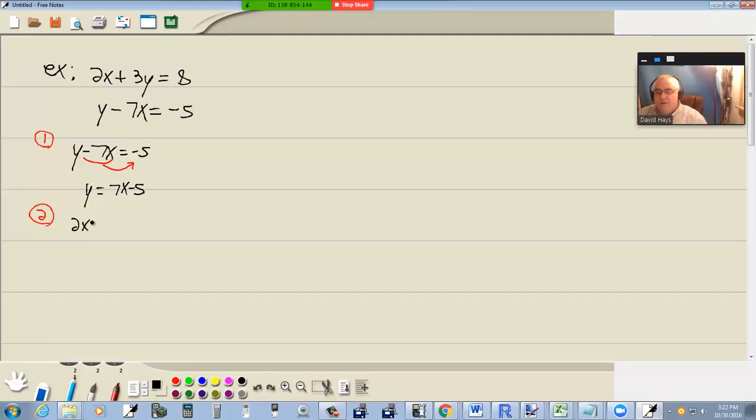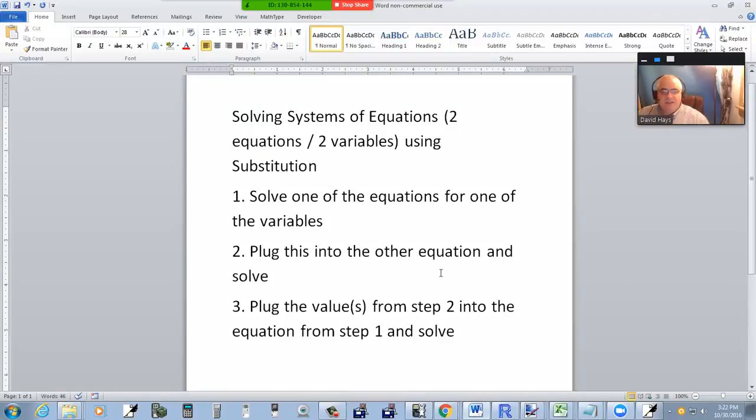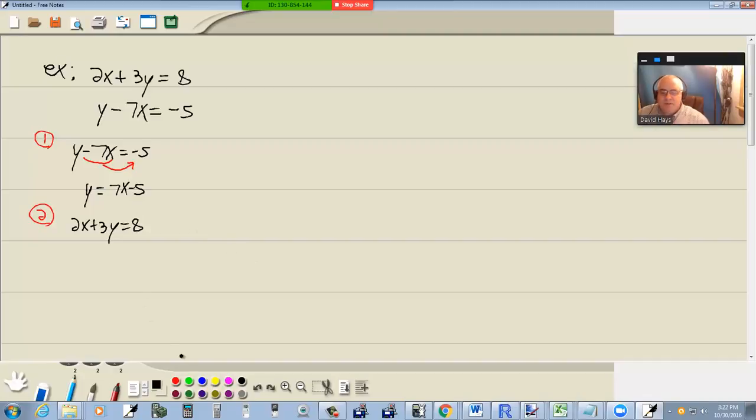Step 2. Plug this into the other equation and solve. Well, right here we said y is equal to 7x minus 5. So we're going to replace the y here with 7x minus 5. So we've got 2x plus 3 times 7x minus 5 is equal to 8. Three times 7 gives us 21x. 3 times -5 is -15. Is equal to 8.